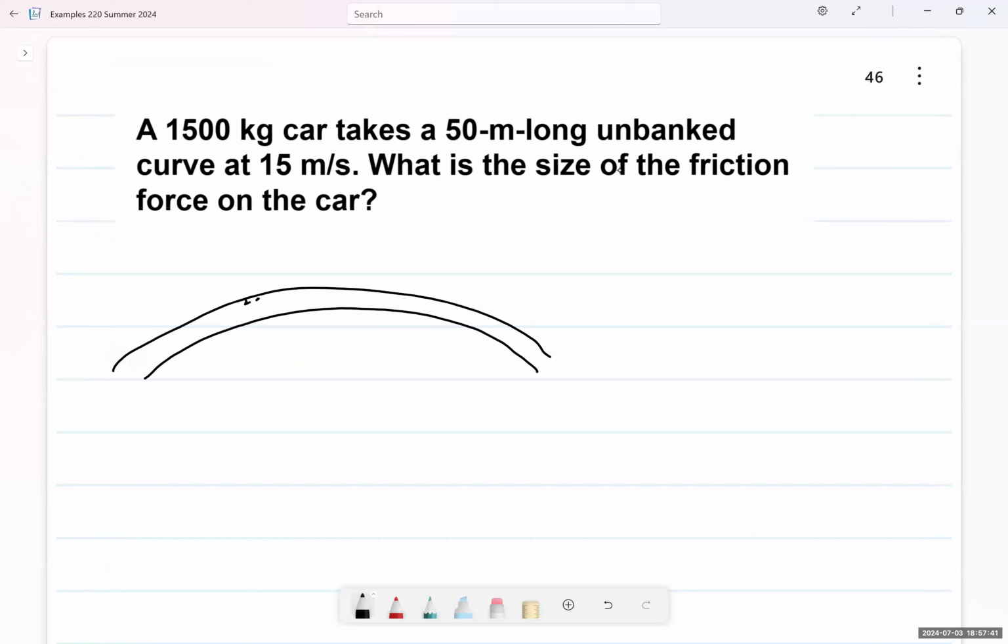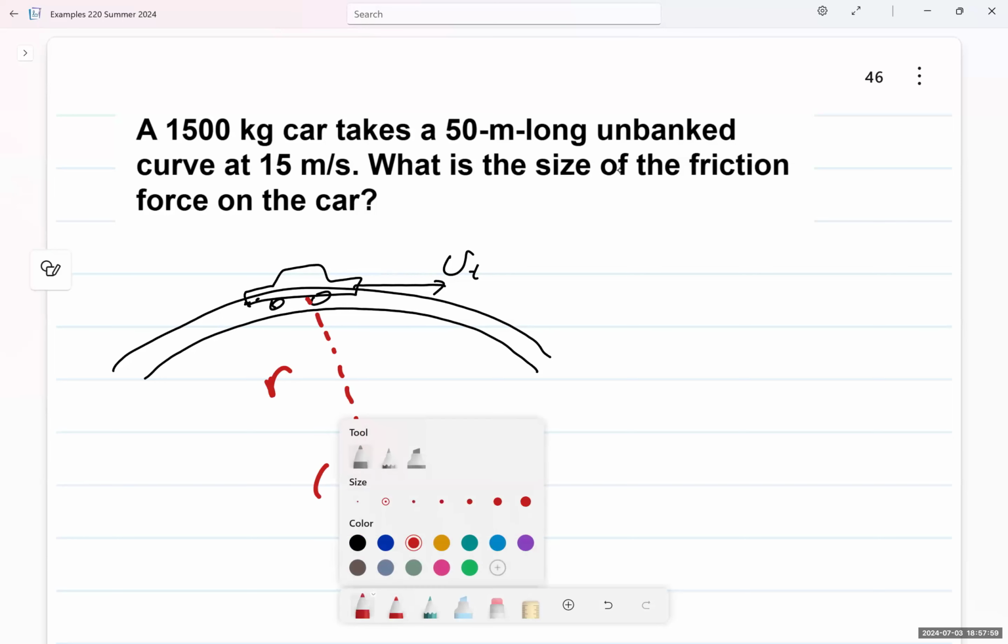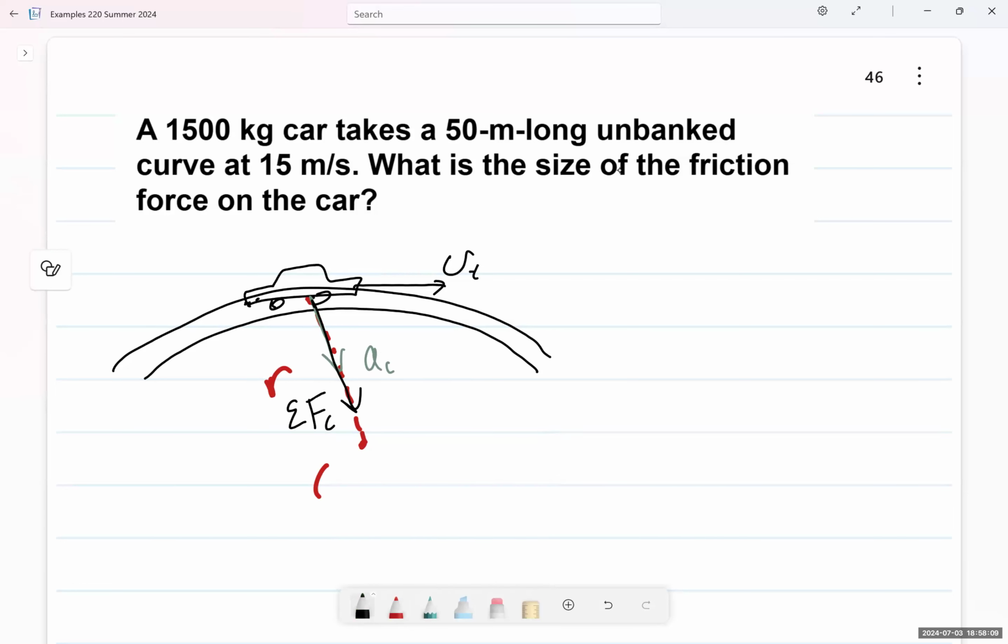Let's say here a car is going such that at any point it has a tangential velocity to the curve, but it is going around in a circular path. And this is the center, and this is the radius r. Now, in order for the car to successfully make a turn, it has to have a centripetal acceleration. And we know that centripetal acceleration is due to some kind of net centripetal force. That force happens to be static friction for a car making a turn like this.